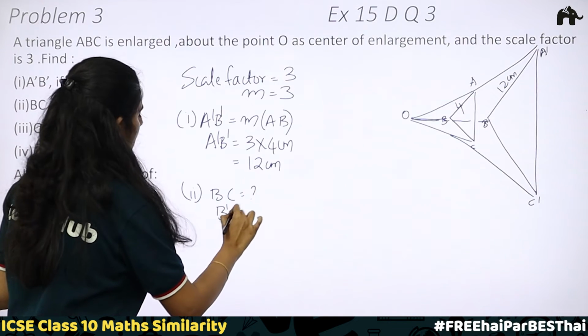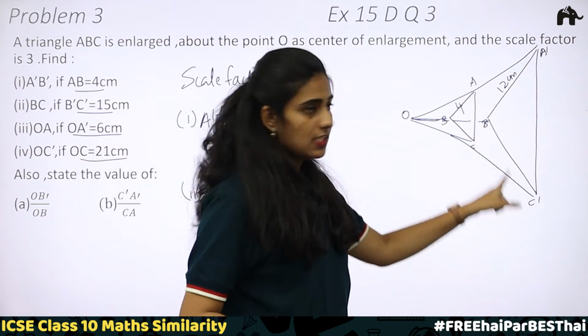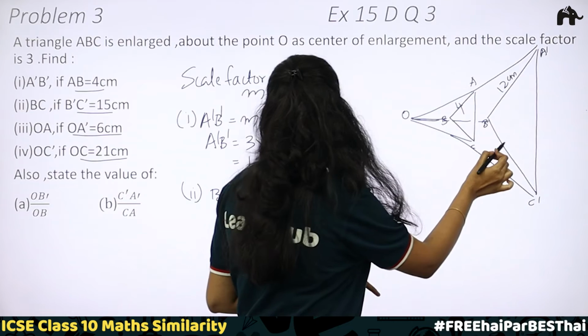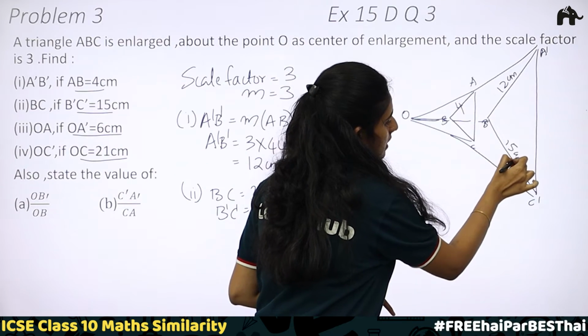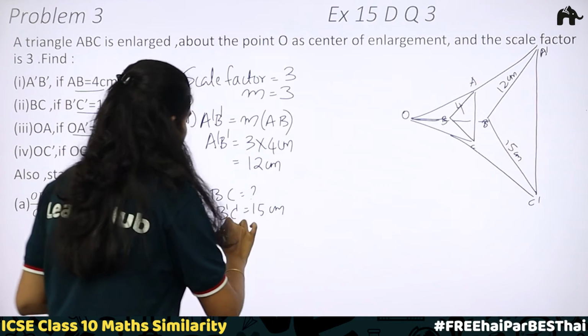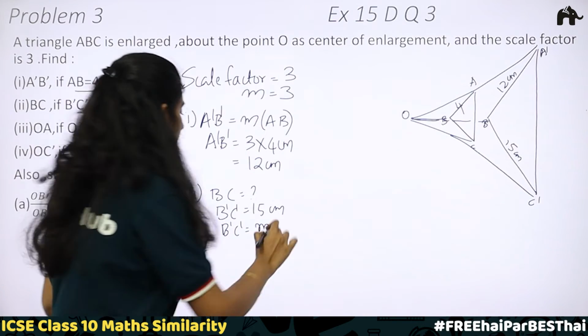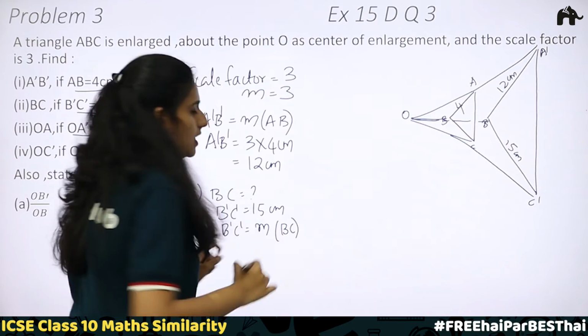if B dash C dash is equal to 15 centimeter. B dash C dash is this portion. It is given 15 centimeter. If this is 15 centimeter, how to find BC? We have B dash C dash is equal to scale factor M into BC.